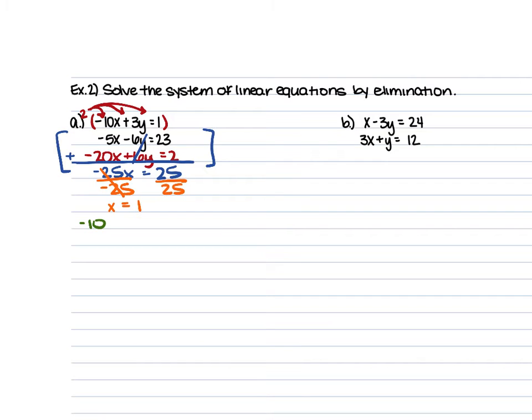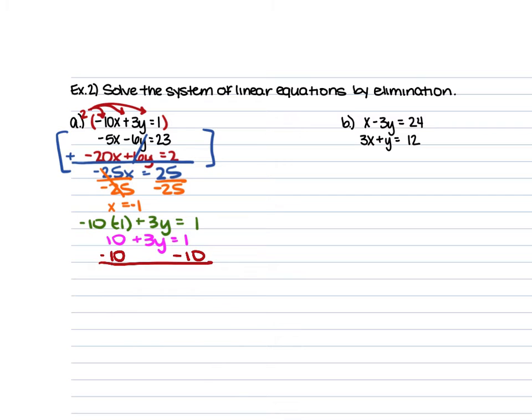So I have negative 10 times x, which is negative 1, plus 3y is equal to 1. The negative 10 times negative 1 is positive 10, plus 3y is equal to 1. So this was supposed to be negative, which means this is negative, and this 1 is negative. So this 10 is positive, not negative 10. Sorry about that. Okay. So from here, we can then subtract the 10 from each side.